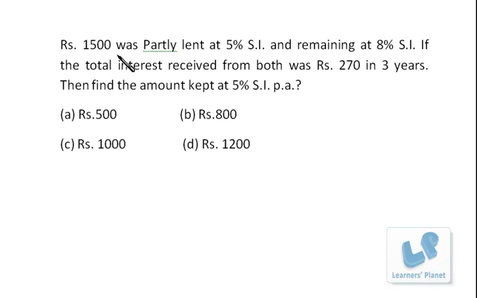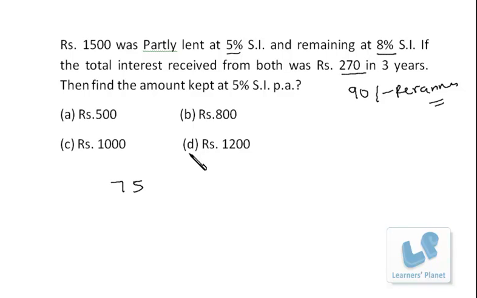Now, how could we approach the problem? See, rupees 1500 was lent, some of the portion at 5% and some of the portion at 8%. Okay. And in all, the person is getting 270 in 3 years. That means 90 rupees per annum, because simple interest remains same each year. Now I assume that the entire amount is lent at 5% interest. So what will be the 5% of 1500? That is rupees 75.